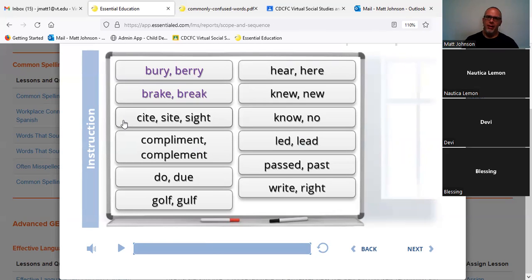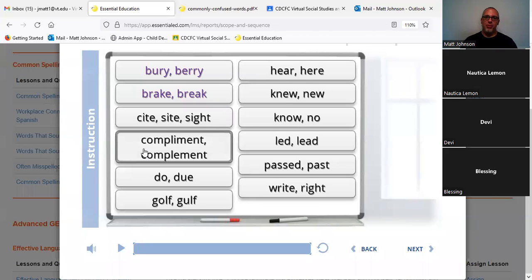Know and no. Certainly those, I think that's where, like I was saying, when you're thinking phonetically, you may use the wrong one. I think most people know the difference between know and no as a negative, but you may use the wrong one.